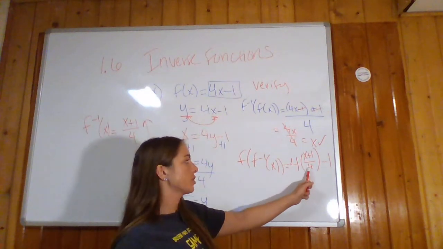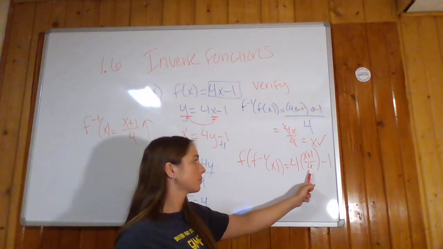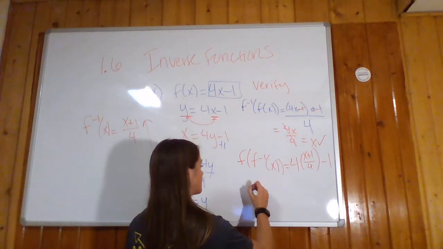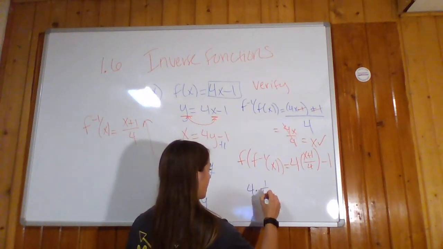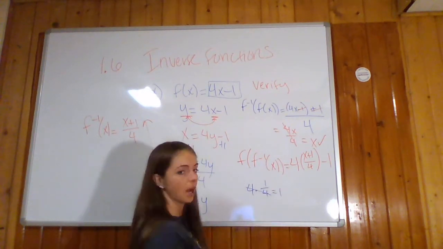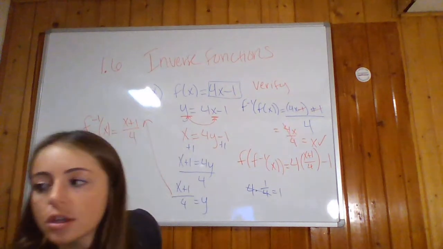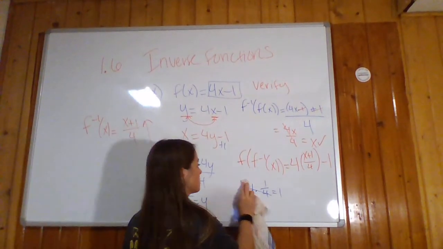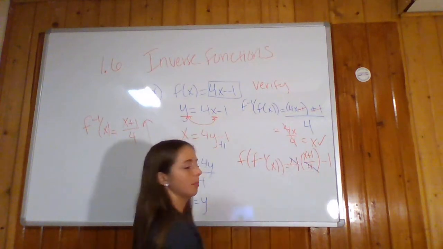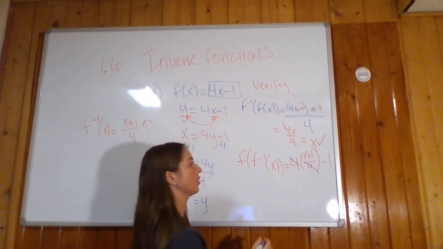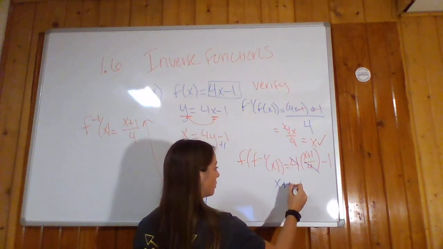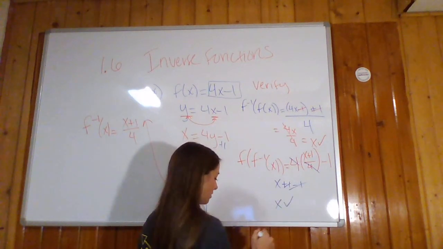When I had this 4 distributing to this function where I have 4 in my denominator, that's the same thing as writing 4 times 1/4. We know that these 4's cancel just down to 1. So I can do this process of canceling my 4 in my numerator with my 4 in my denominator, leaving me with x plus 1 minus 1, which cancel, and I'm left with just x.